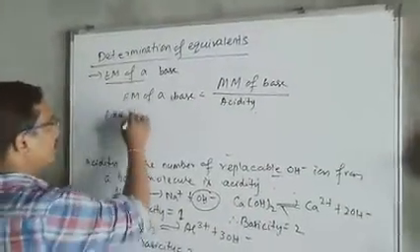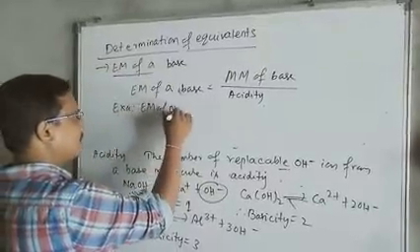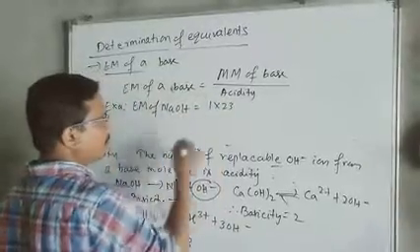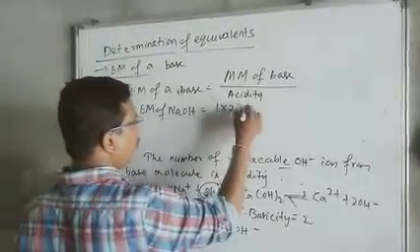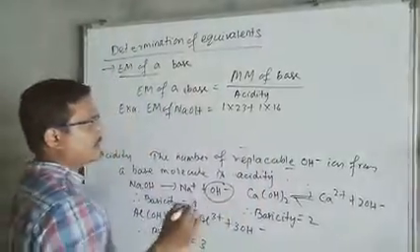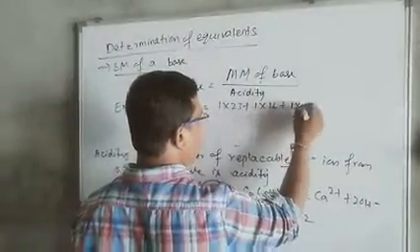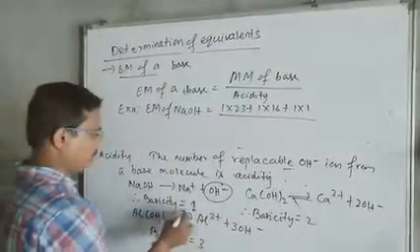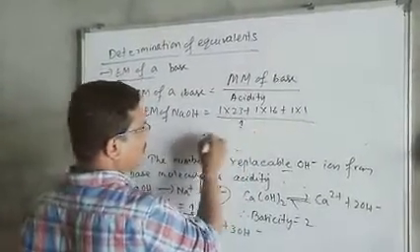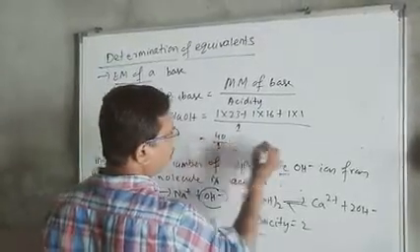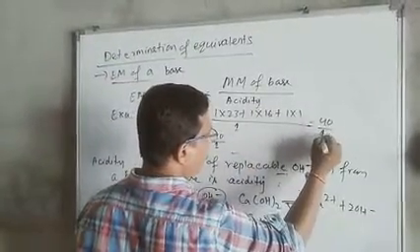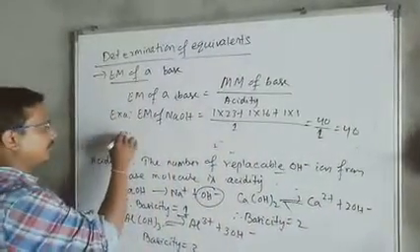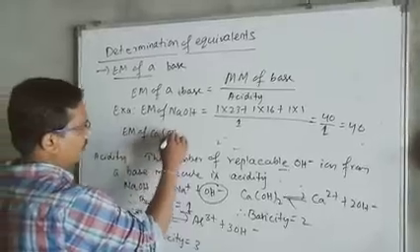Now take the example. Equivalent mass of NaOH means molecular mass of NaOH: 1 into 23, the atomic mass of sodium, 1 into 16, the atomic mass of oxygen, 1 into 1, divided by the acidity of NaOH, which is 1. So divide by 1. That is 40 divided by 1, which is equal to 40. Let me find out the equivalent mass of calcium hydroxide.